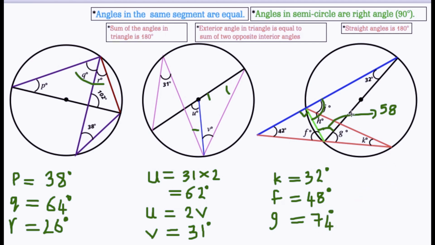This angle G, which is 74 degrees, and J are on the same segment. So if G is 74 degrees, J is also 74 degrees. Okay, what is left? H. H plus J is 90 degrees, and J is 74. H is 90 minus 74 degrees, which is 16 degrees. So this angle here is equal to 16 degrees.